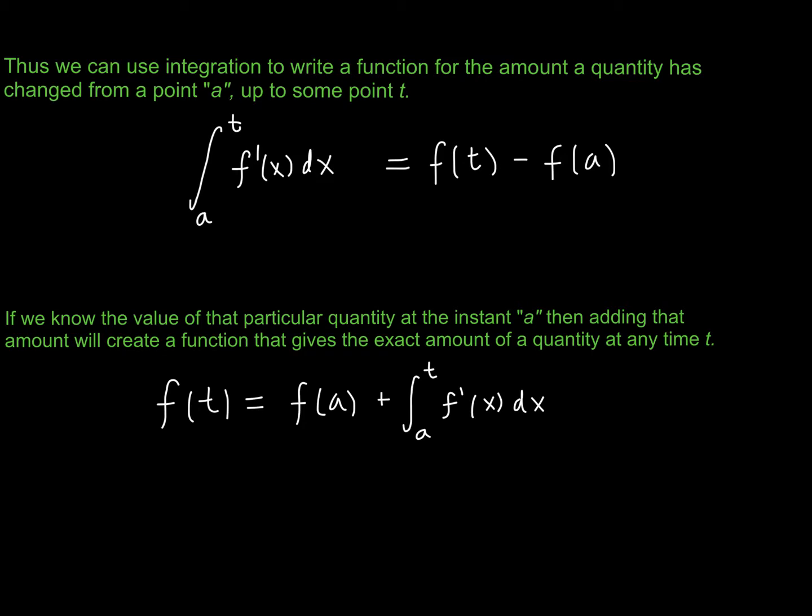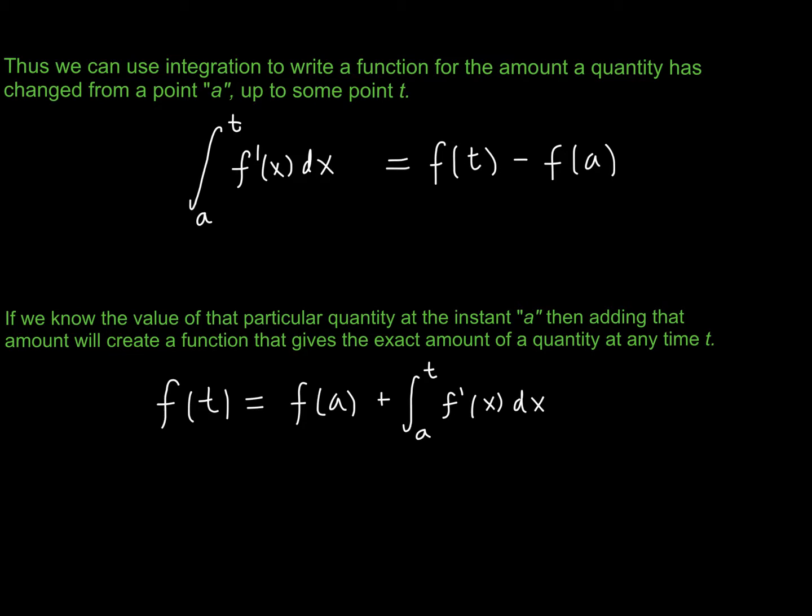In the discovery problem, we applied this to velocity, right? And this is probably the classic example. Velocity is so clearly defined as the rate at which the position is changing. And so we can build the position function if we know the position at some point A and we know the function for velocity, so that we can find the change in position from any point A to some point t. And we can combine those two to create the position of my particle or my car or whatever it is at any point t.